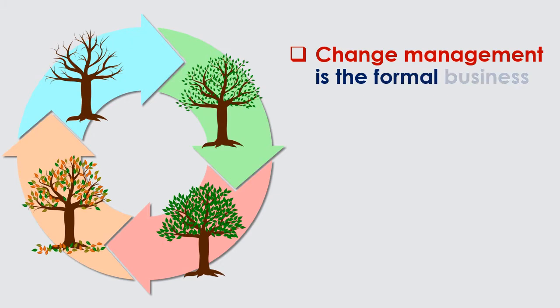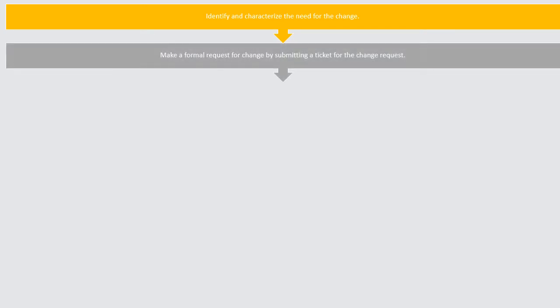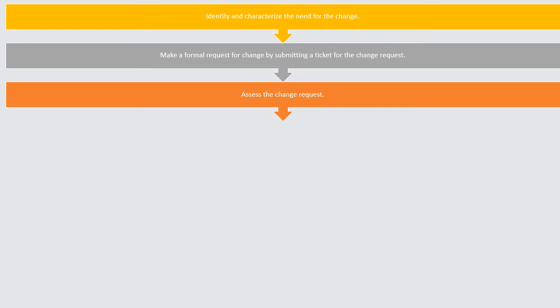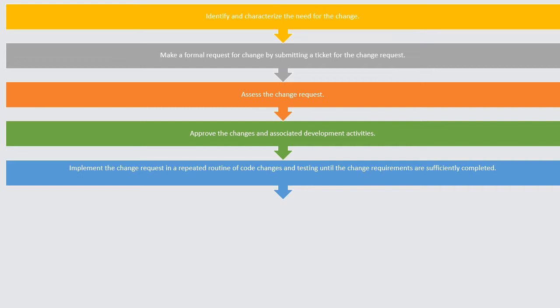Change management is the formal business process that ensures all change must be controlled. Identify and characterize the need for the change. Make a formal request for change by submitting a ticket for the change request. Assess the change request. Approve the changes and associated development activities. Implement the change request in a repeated routine of code changes and testing until the change requirements are sufficiently completed.